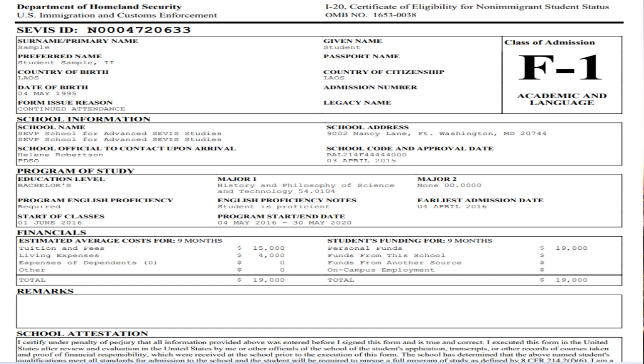The next part is very crucial, about the finances. It mentions the fee structure, the fees, then the living expenses, expenses of the dependents, the personal funds, scholarship, funds from other sources, on-campus employment, all about the student financing for the program is mentioned on the I-20 form. This is all the major information given on the I-20 form. Then if there are any changes, that will be given on the next page. So this was all about the structure of the I-20 form.